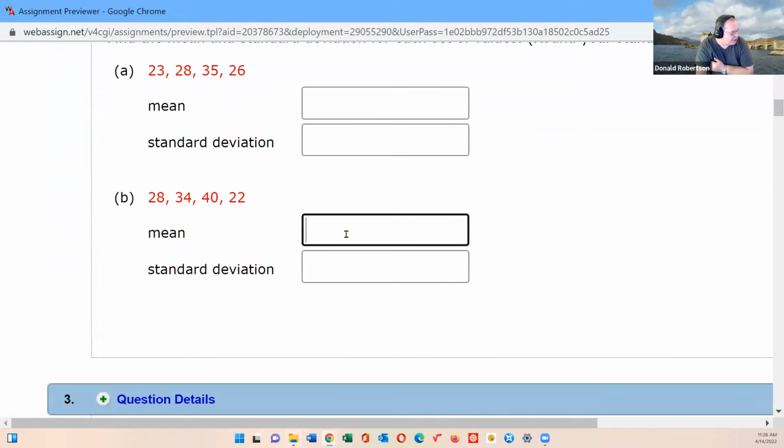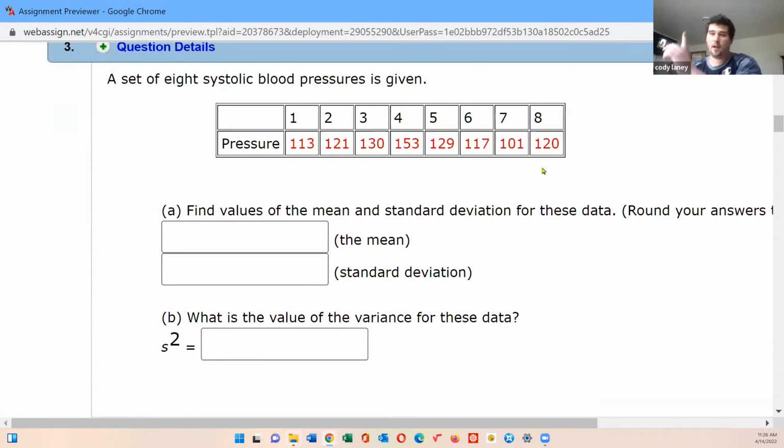Some more questions. These ones are nice small data sets, which thankfully is good, but aren't you going to have to do them in your calculator? Right, there's no shortcuts.